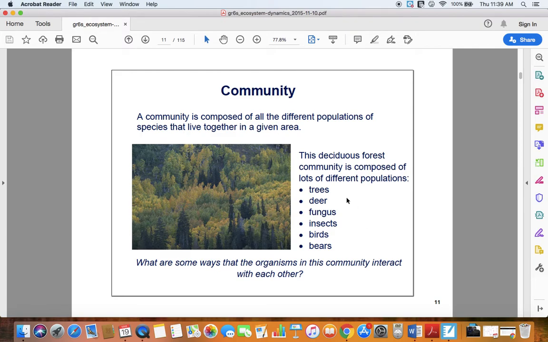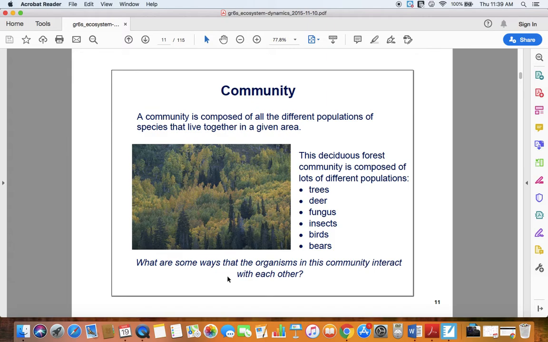So if we were to identify the different members or populations within this community, we would come up with something along this list: trees, deer, fungus, insects, birds, and bears. And you can begin to think about the different ways these organisms in this community might interact with each other. Because remember, that's what ecologists study.